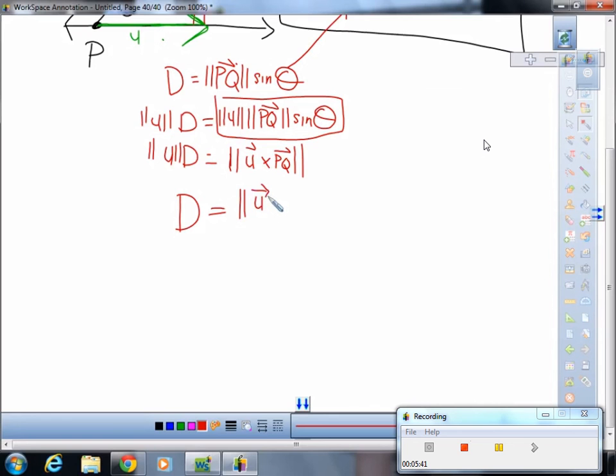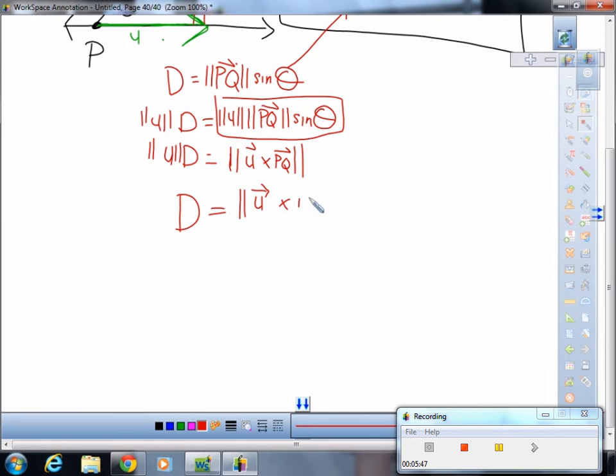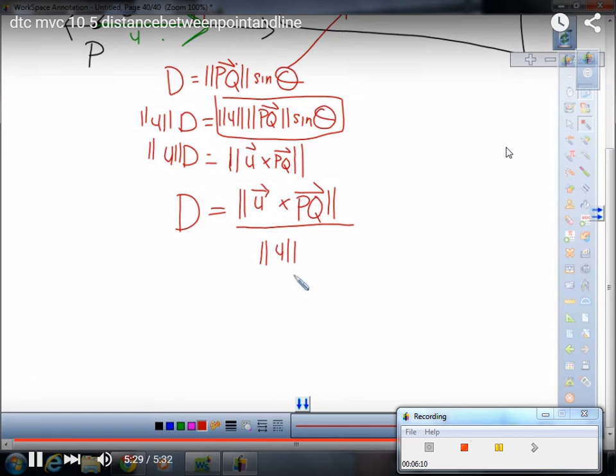And that is the magnitude of the cross product of which two vectors? Which two vectors? The direction vector and the vector defined by a point on the line and the point we're trying to find the distance from. We have to divide that whole thing by the magnitude of U, which is the direction vector for the line. This has been your R. Kelly remix. Boom!